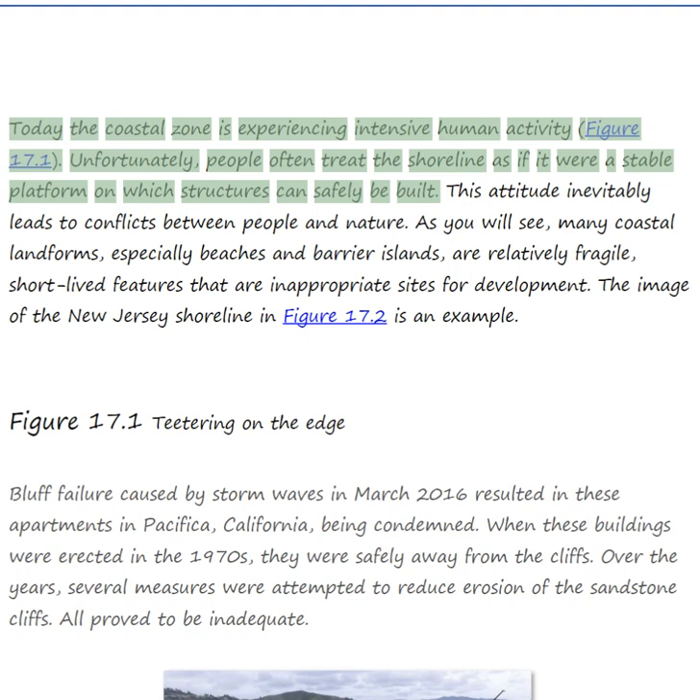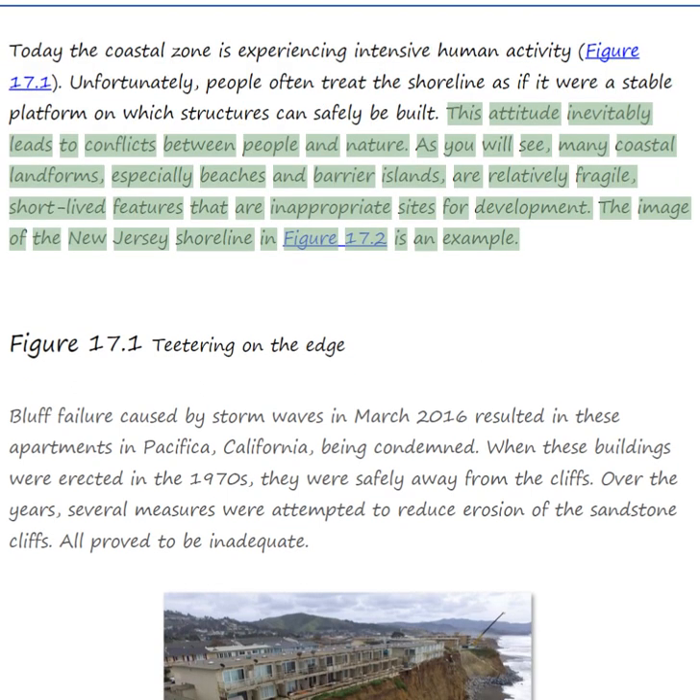Today the coastal zone is experiencing intensive human activity. Unfortunately, people often treat the shoreline as if it were a stable platform on which structures can safely be built. This attitude inevitably leads to conflicts between people and nature. As you will see, many coastal landforms, especially beaches and barrier islands, are relatively fragile, short-lived features that are inappropriate sites for development. The image of the New Jersey shoreline in Figure 17.2 is an example.